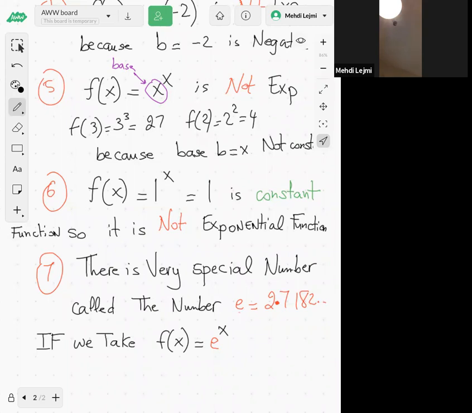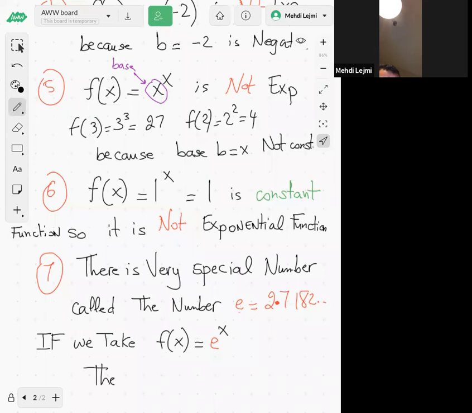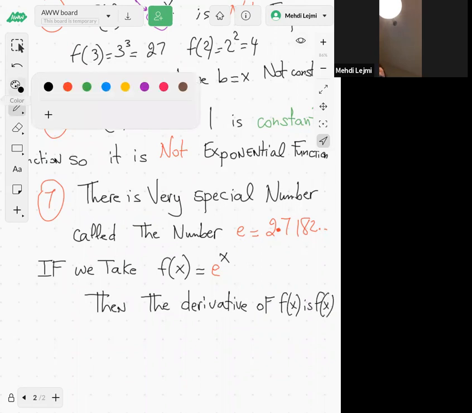But what's special about this exponential function? If you take this f of x, then the derivative, which you will see in Calc 1, of course we are not doing derivatives in pre-calc, then the derivative of f of x is f of x. That's the very special thing about this number.